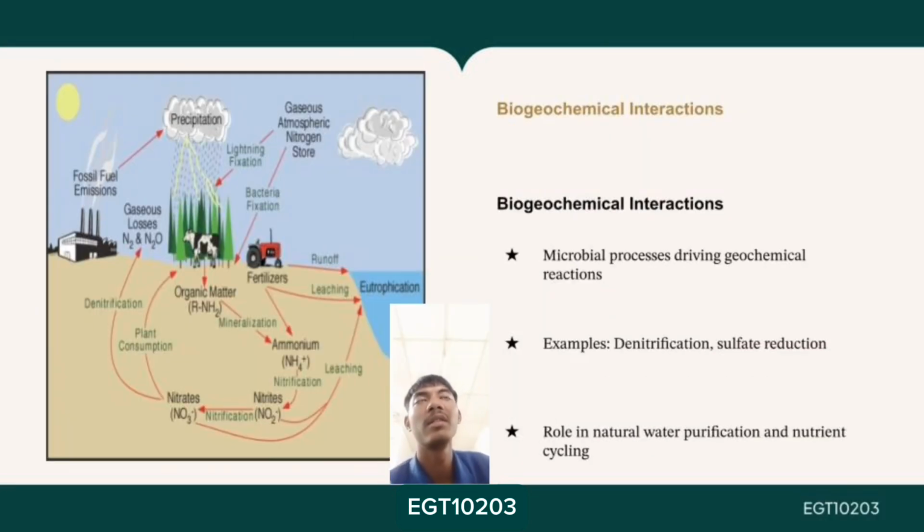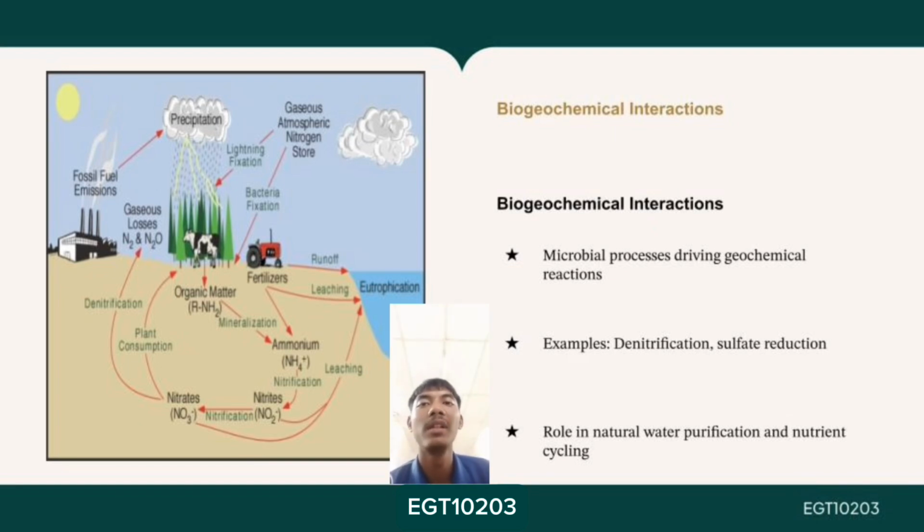Biogeochemical interaction involves processes where biology, chemistry, and geology all work together in natural systems. One key player in this interaction is microorganisms. They drive important geochemical reactions that shape the chemistry of soil and water. Microbial activity can transform or break down chemical compounds.